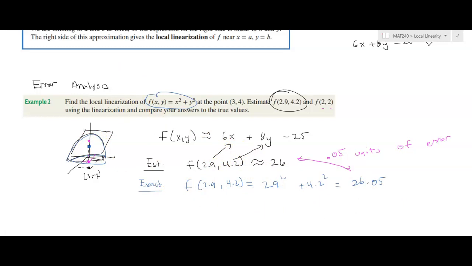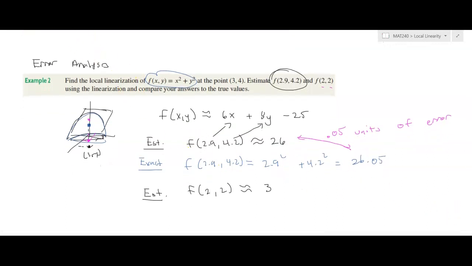Well, let's again try our estimate. Our estimate is going to come from our linear function. F of 2, 2 is predicted to be approximately, putting in 2 for x here, 2 for y here, subtracting 25, we come up with a z-value of 3.